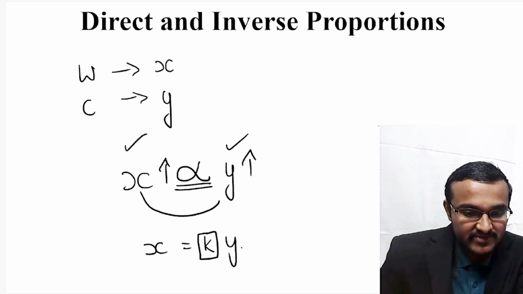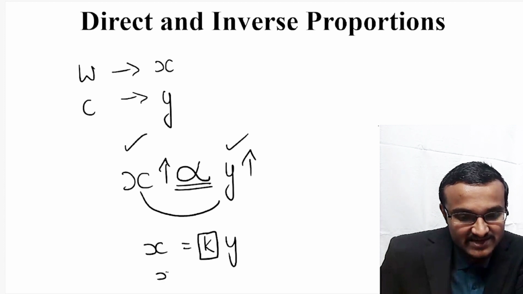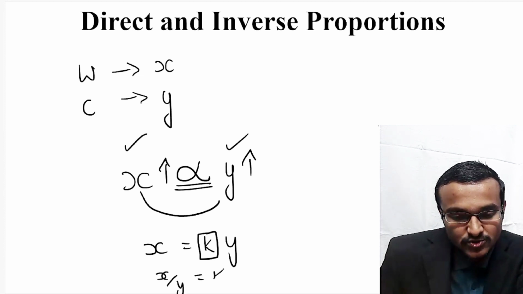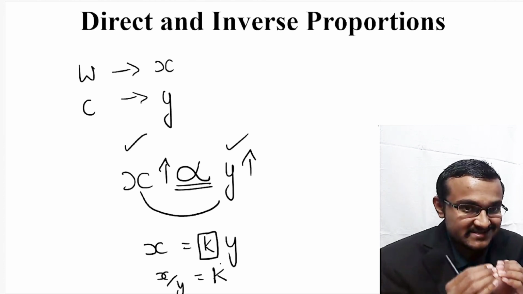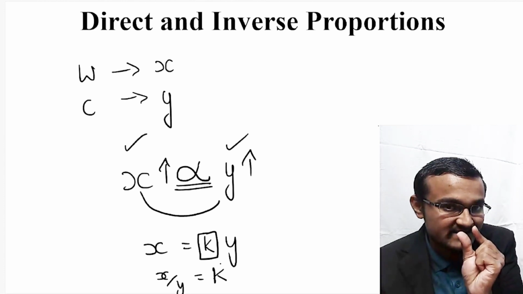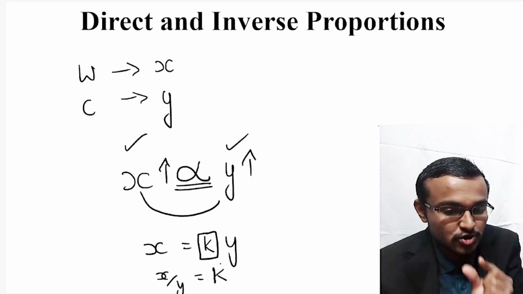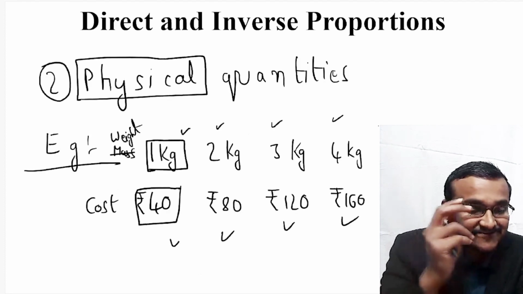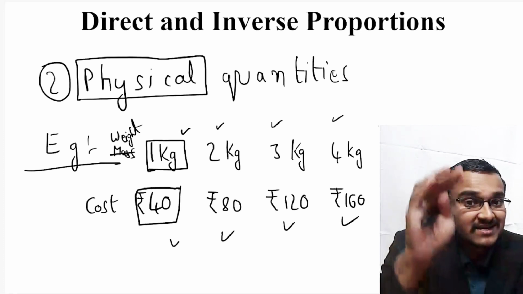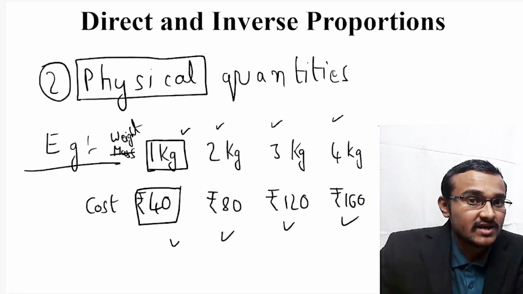This constant represents at what particular rate the increase is happening in the two physical quantities. Now if I bring this y to the LHS, it becomes x by y is equal to k. That means the ratio of x and y is decided by the rate of increase of those two quantities, x and y.